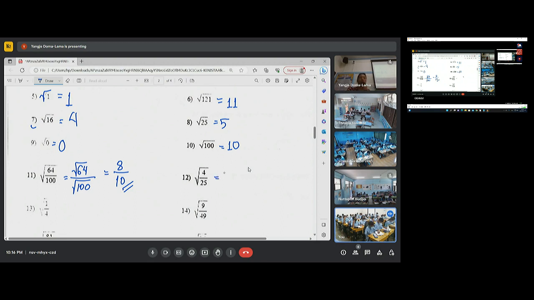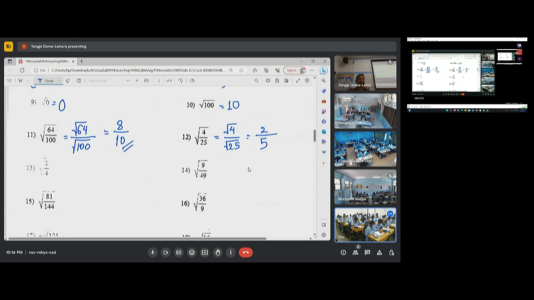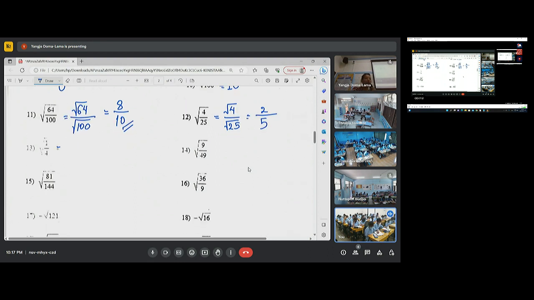Number 12. So we can write this as root 4 over root 25. How much is root 4? 2. How much is root 25? 5. Now we have root 1 over root 4. How much is this? Root 1 is? Root 4 is? 2. Getting easier?